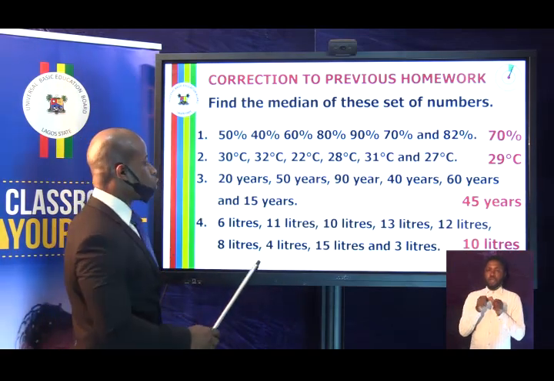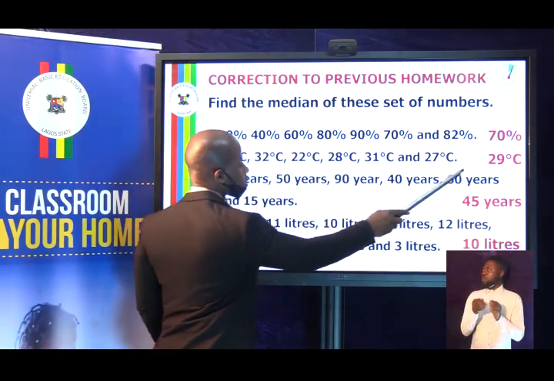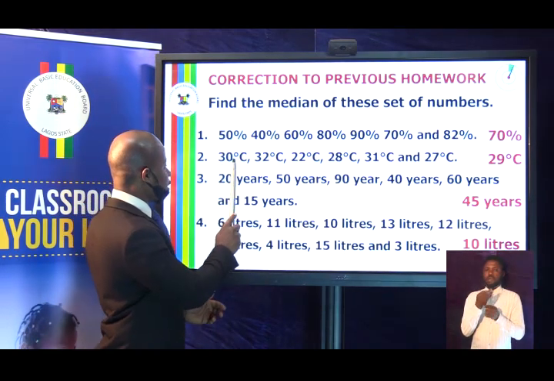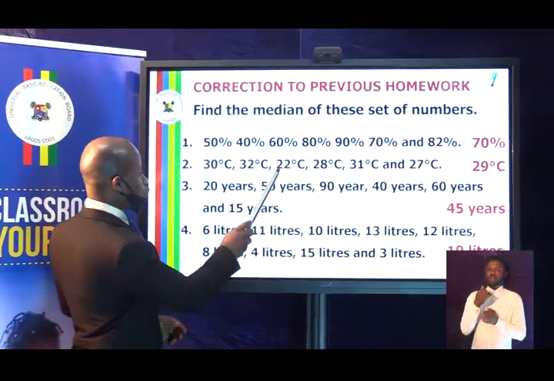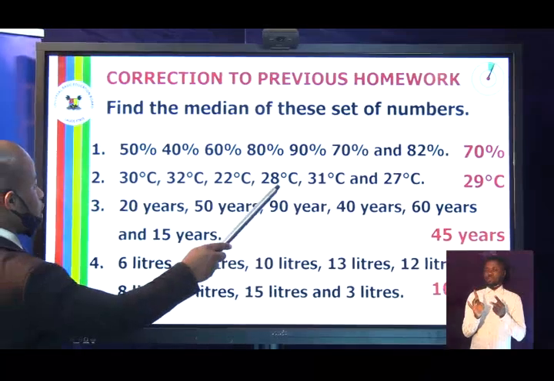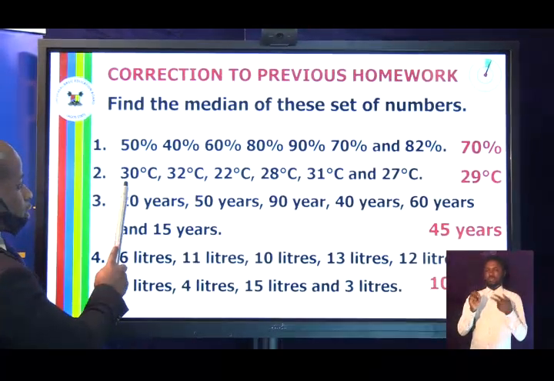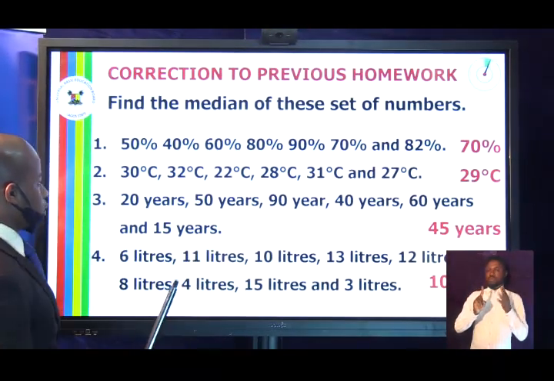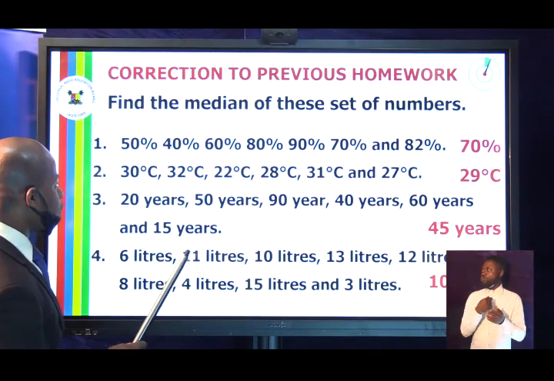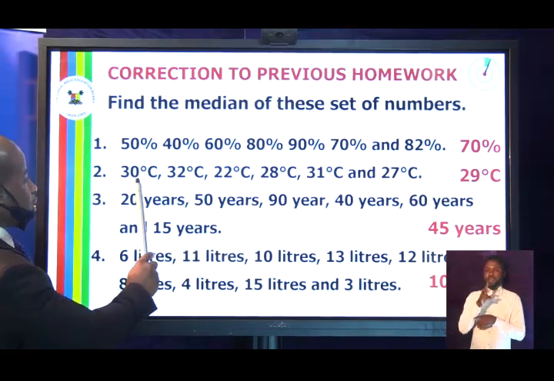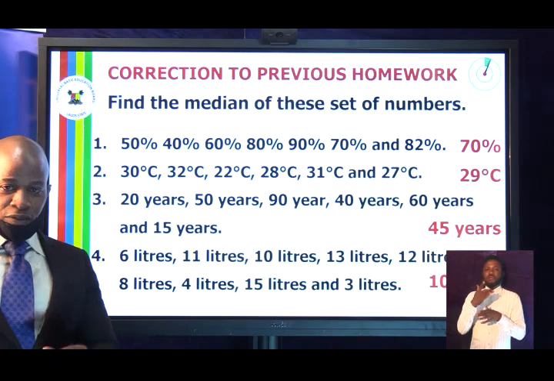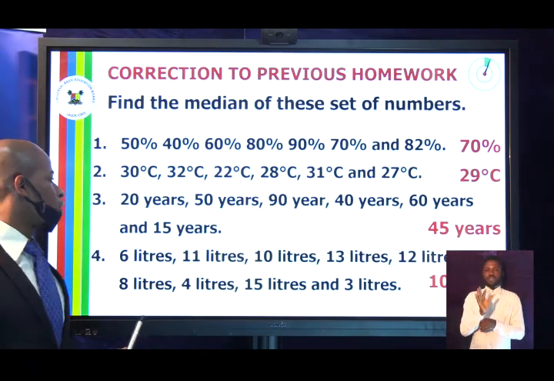And if you proceed in the same way, you find that the median of this set of numbers is actually 29, because this set of numbers is 6. You have the lowest to be 22, followed by 28, followed by 30, followed by 31, and followed by 32. So now in the middle, you have 28 and 30. By the time you add them together and divide by 2, you will get 29.